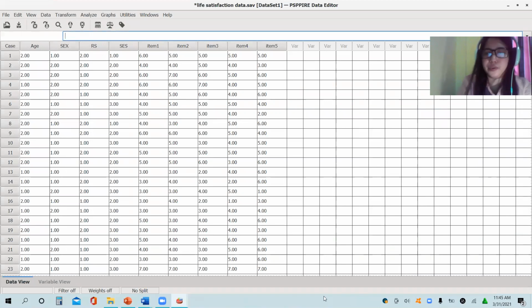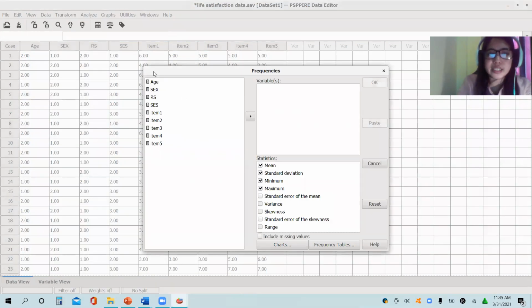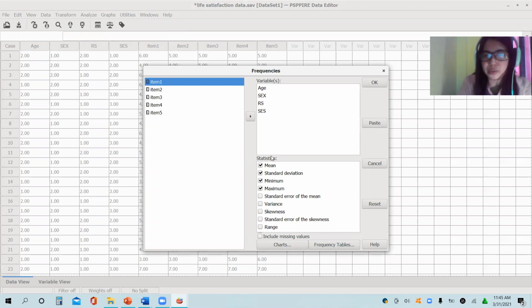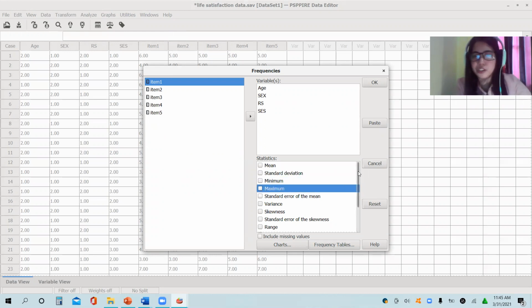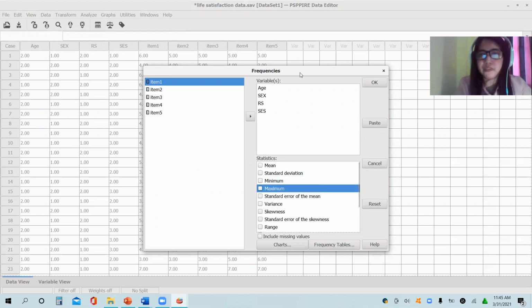Let's go to the data view. So for us to answer problem number 1, our purpose is to answer problem 1 first. So click analyze, descriptive statistics, frequencies, and then let's transfer age, sex, relationship status, and socioeconomic status. Of course, we do not need the mean and the standard deviation, so we are going to uncheck that. What we will use here is simply frequency. Then click OK.